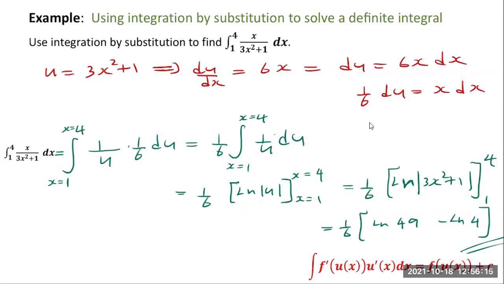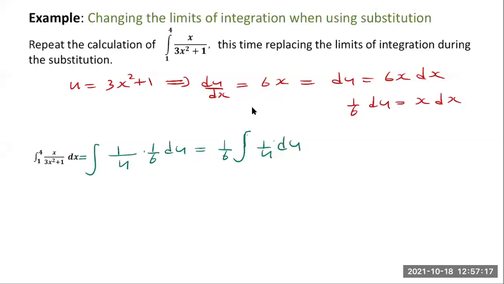Next, let's try to do the same example using u limits. Here I have copied down the previous steps. Of course, you still take u to be 3x squared plus 1. That is the bottom function. And then you find that 1 over 6 times du is equal to x times dx. Now you can use the u substitution. X times dx is 1 over 6 times du, and this is 1 over u. So you have 1 over u.